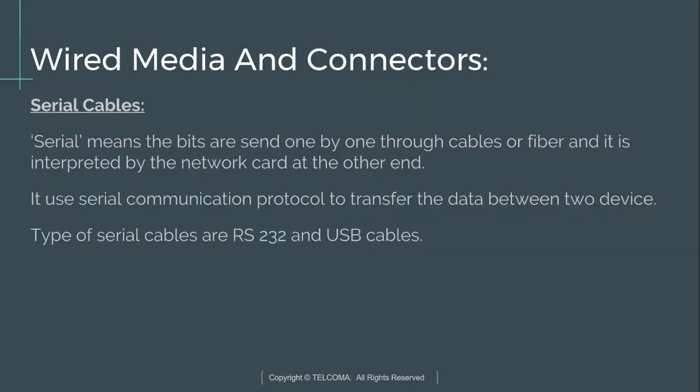Next is serial cables. What are serial cables? Serial means the bits are sent one by one through cables or fiber, and it is interpreted by the network card at the other end, or it is received by the network card at the destination. So it uses a serial communication protocol to transfer the data between two devices. Types of serial cables are RS-232 and USB cable.